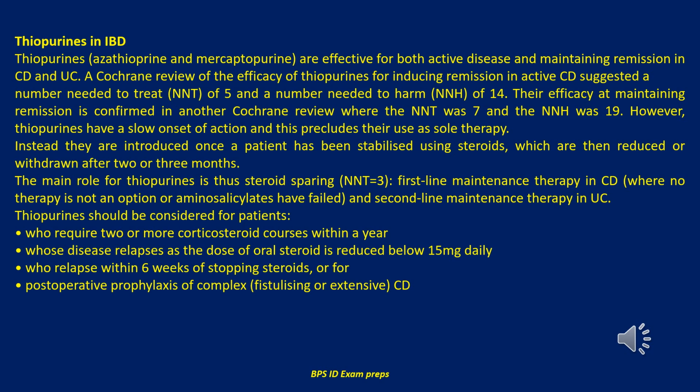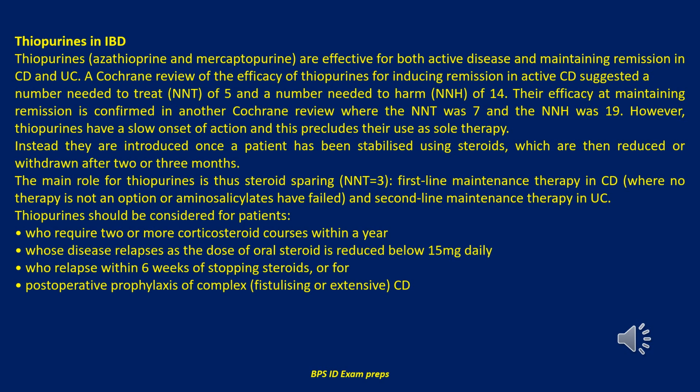Instead they are introduced once a patient has been stabilized using steroids, which are then reduced or withdrawn after 2 or 3 months. The main role for thiopurines is thus steroid-sparing, NNT of 3, first-line maintenance therapy in Crohn's disease, where no therapy is not an option or aminosalicylates have failed, and second-line maintenance therapy in ulcerative colitis.